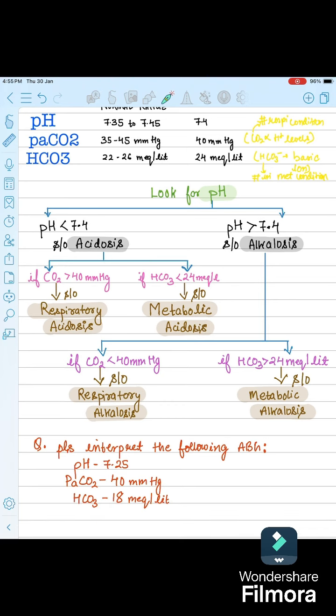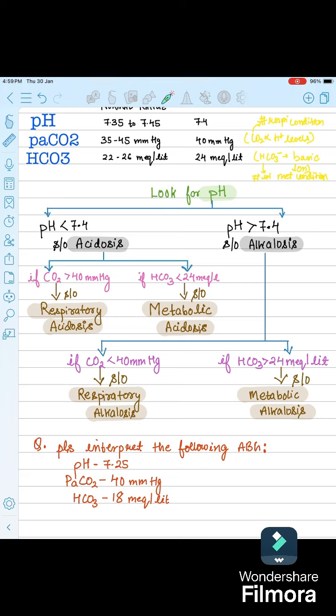First step is look for pH. We look for pH, and if pH is decreased, that is less than 7.4, it is suggestive of acidosis. So in case of acidosis, we look for two values. If CO2 is increased, that is more than 40 mm of Hg, it is suggestive of respiratory condition, right? So it is a respiratory acidosis. Whereas in case of HCO3, if the values are less than 24, which is the base itself is less, it is suggestive of a metabolic acidosis condition.